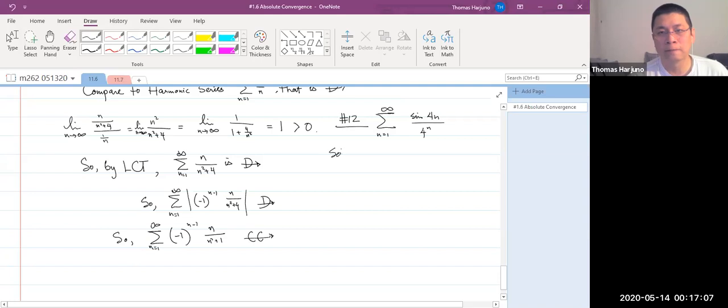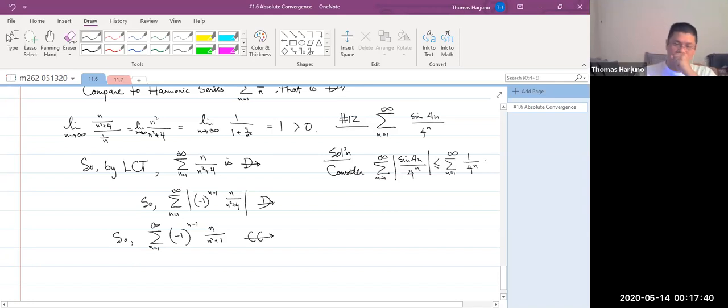So, solution. Consider this series here. So that's the series of the absolute value. Now this is less than or equal to the series of 1 over 4 to the n. Right?